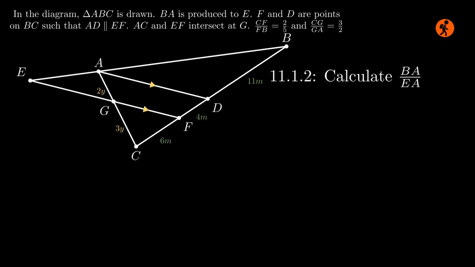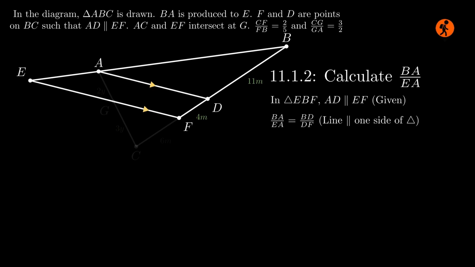Question 11.1.2. Calculate BA over EA. This time, let's isolate the large triangle, EBF. We are given that AD is parallel to EF. Using the proportionality theorem again, BA over EA equals BD over DF. Looking at our unified m values, that is exactly 11m over 4m, leaving us with 11 over 4.